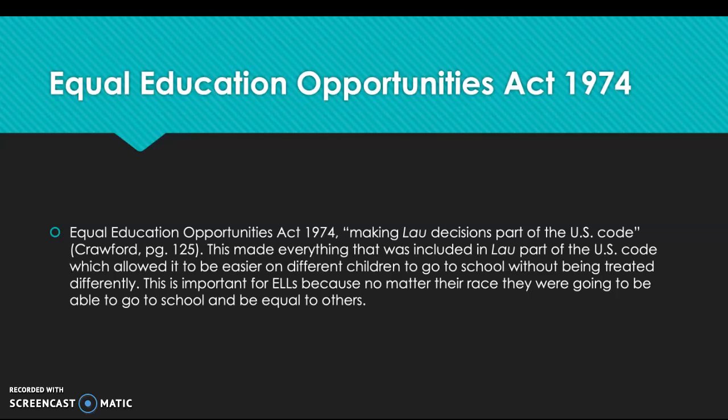The next one is Equal Education Opportunities Act of 1974. The Equal Education Opportunities Act of 1974 was making law decisions part of the U.S. Code. This made everything that was included in the law part of the U.S. Code, which allowed it to be easier on different children to go to school without being treated differently. This is important for ELLs because no matter their race, they were going to be able to go to school and be equal to the others.